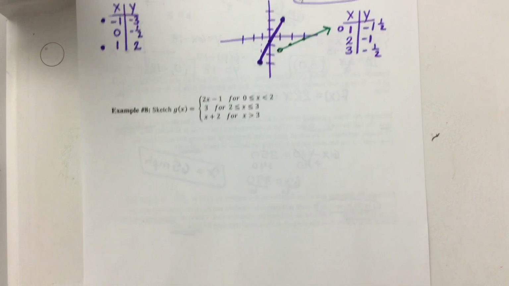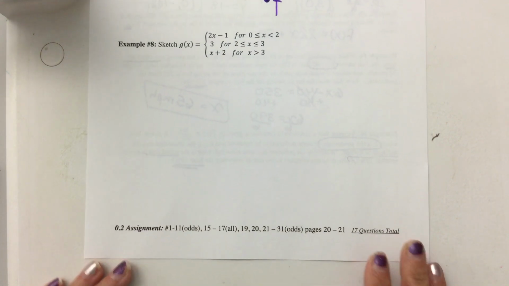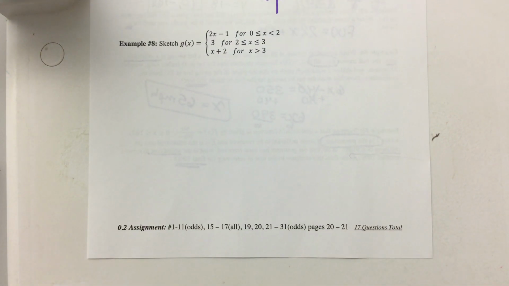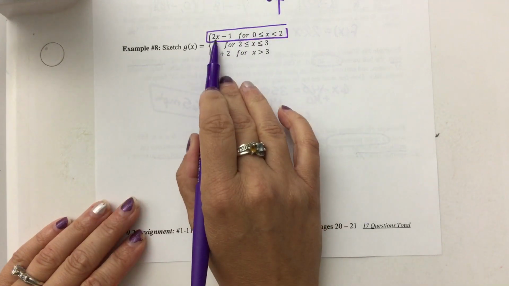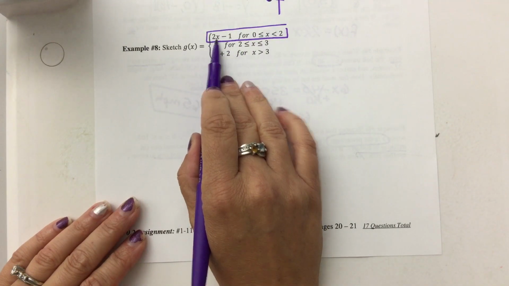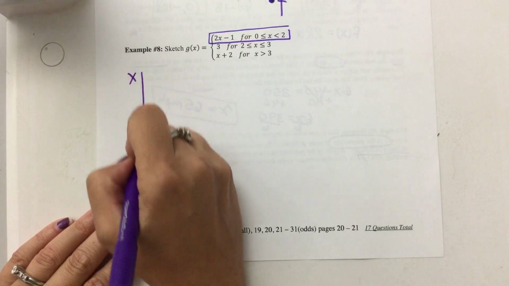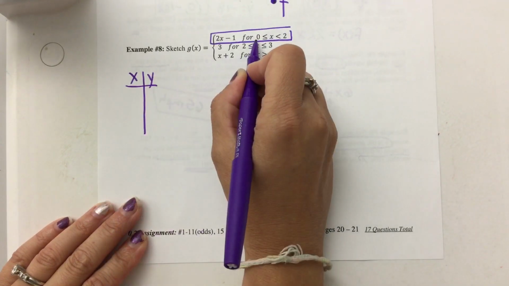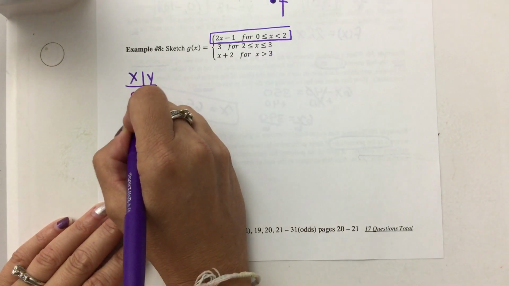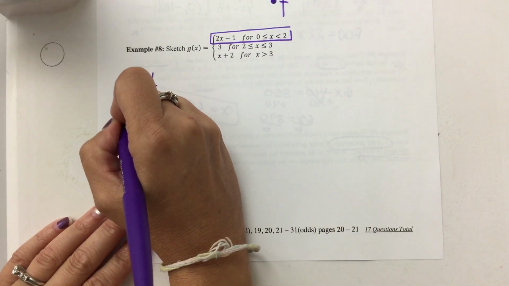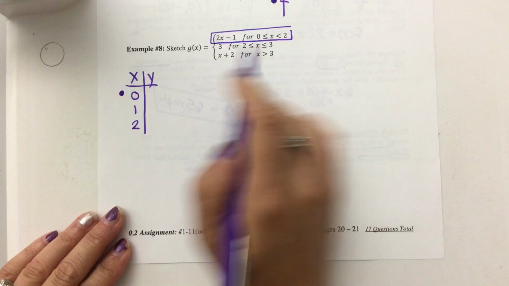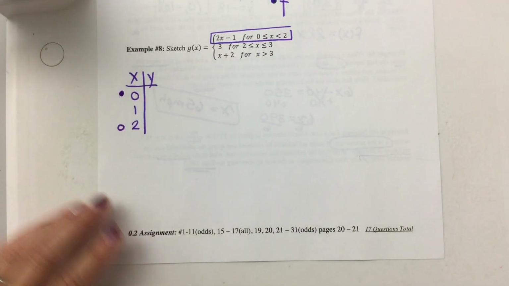Let's do one more to make sure we've got it, and then we are done with 0.2, you guys. Again, I have different pieces with different domains. So the first one, linear function, it's going to be a line because it's a single x. When I make my xy table, I need to include the 0 and 2. So I will say 0, 1, 2. The 0 is included, filled in circle. The 2 is not included, open circle.